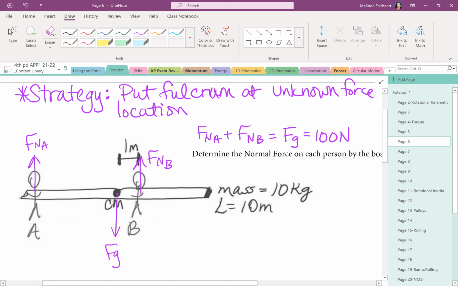Because what kind of torque do you get if you put it at an unknown force location? In other words, what if we put the fulcrum at person A? That's our fulcrum, our axis of rotation. If I put it here, there is a force, but the strategy is there's 0 lever arm, 0 torque. And so that's the strategy. You want to zero out one of those torques. And so put the fulcrum at an unknown force location to 0 that torque.